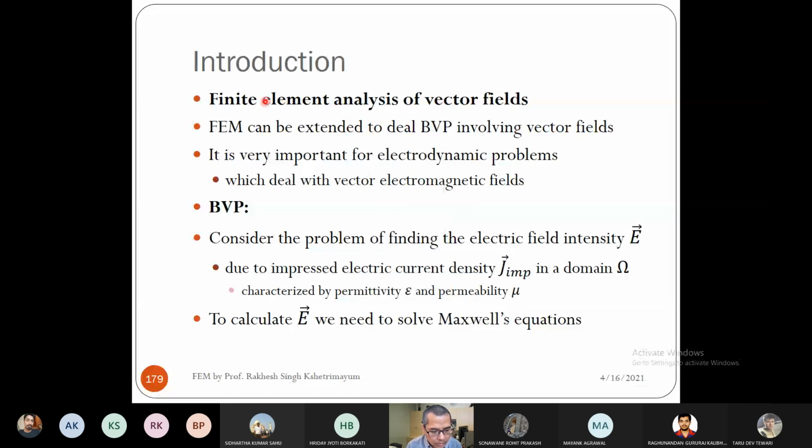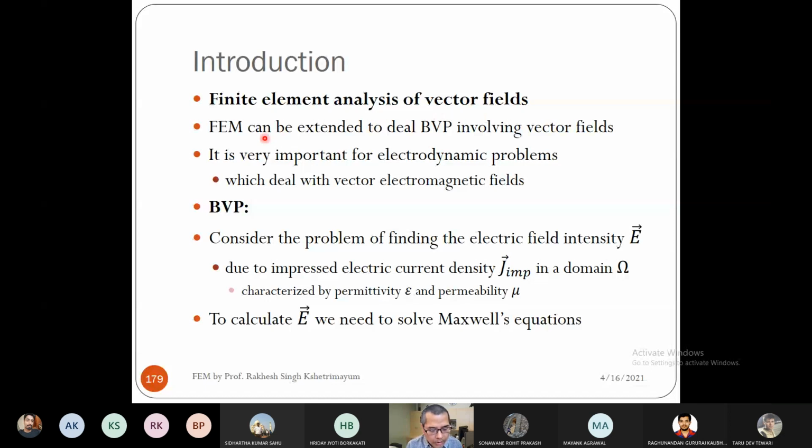So in today's class, we'll discuss the finite element analysis of vector fields. Basically, what you observe is that all your fields are vector fields: electric field, magnetic field. In electrodynamics especially, all the fields are vectors, so it is better to go for finite element analysis of vector fields. That's what we're going to do.